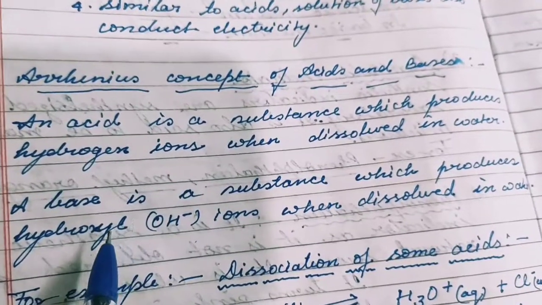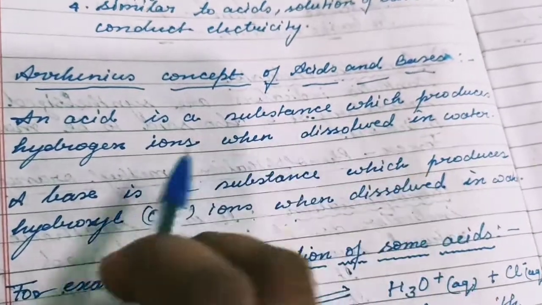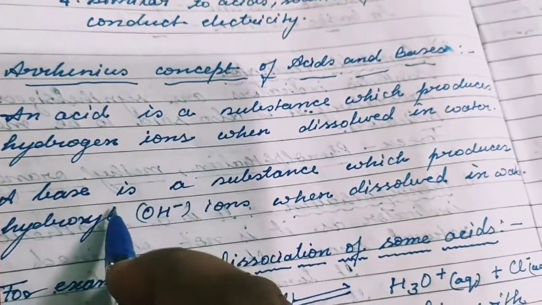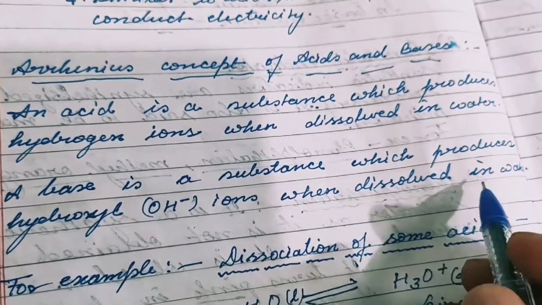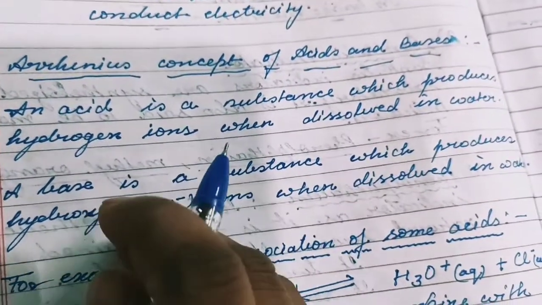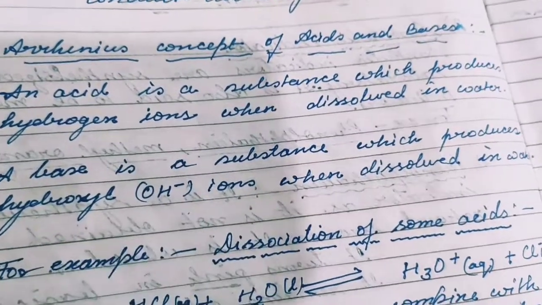and hydroxide ion. So according to Arrhenius, an acid is a substance which produces hydrogen ion when dissolved in water. In the same way, a base is a substance which produces hydroxyl ion when dissolved in water. It means with water only they give what? Hydrogen ion, or you can say the hydroxide ion.